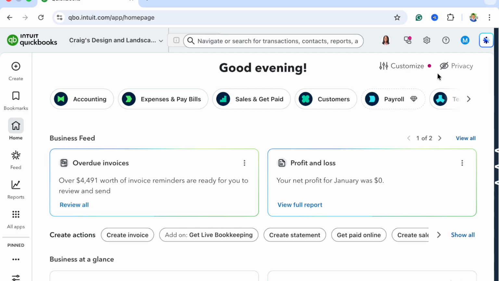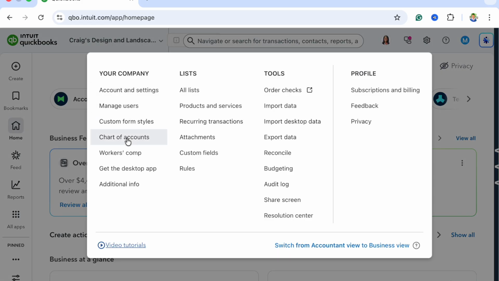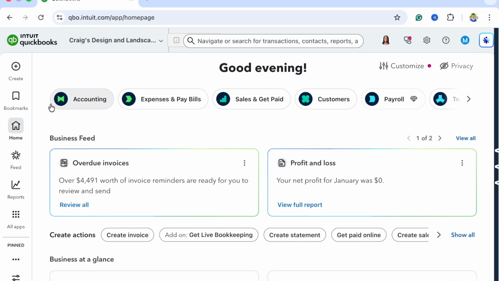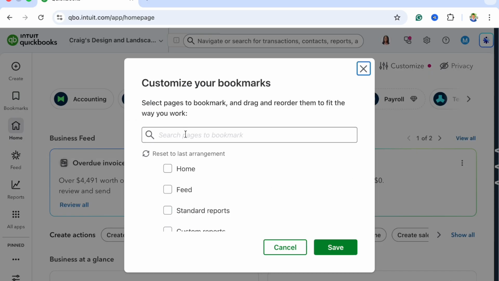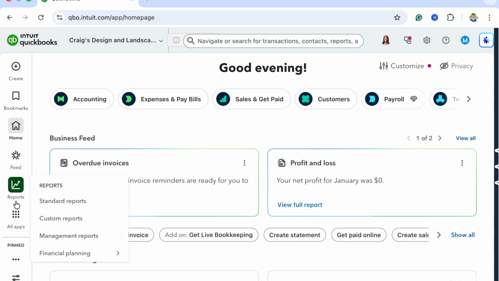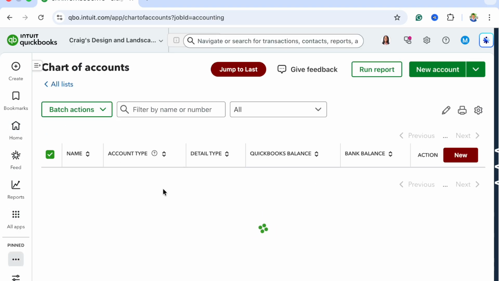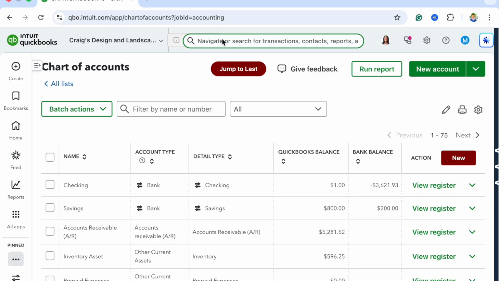So basically, you go to the gear icon up here to find the chart of accounts. It's here, or you can go here and add it as a bookmark, chart of accounts, so then it's always there for you to select whenever you come into QuickBooks. Or you can go to All Apps, Accounting, and then go down to Chart of Accounts and select it there. The final way you can do it is to search for the Chart of Accounts in this search bar up here. Anyhow, we're inside of the Chart of Accounts.